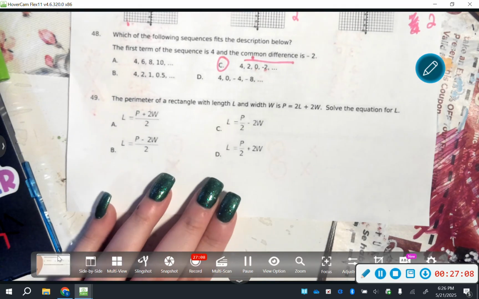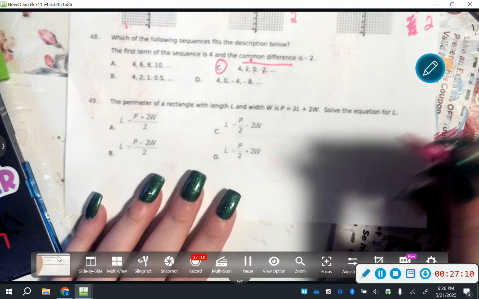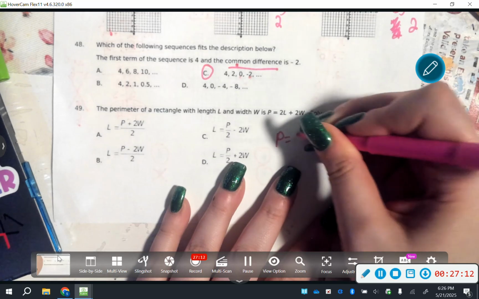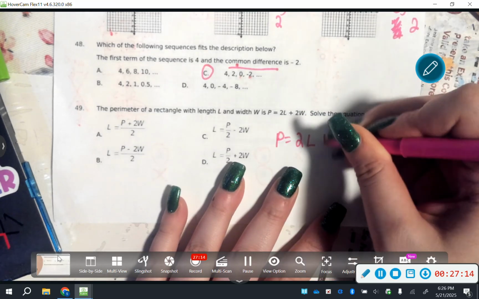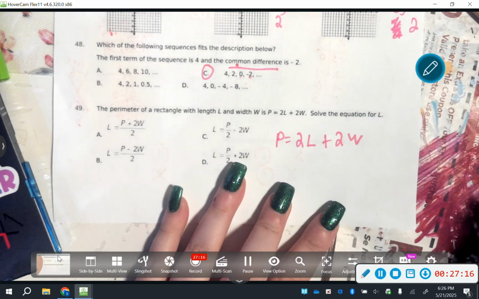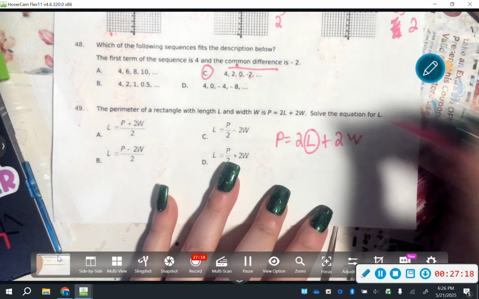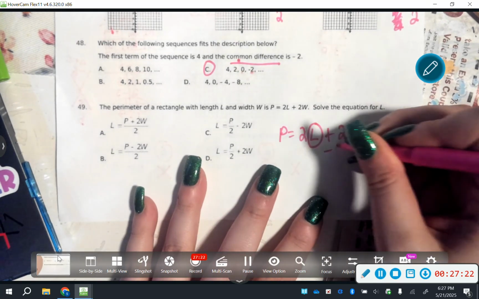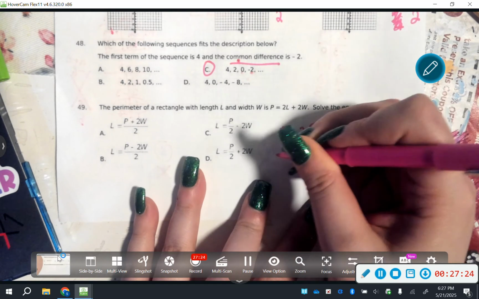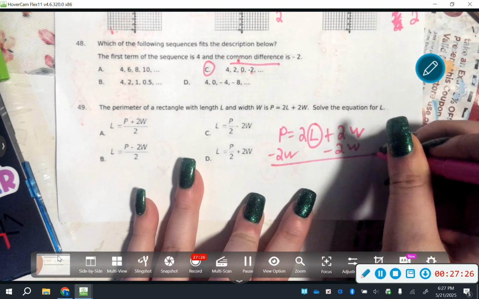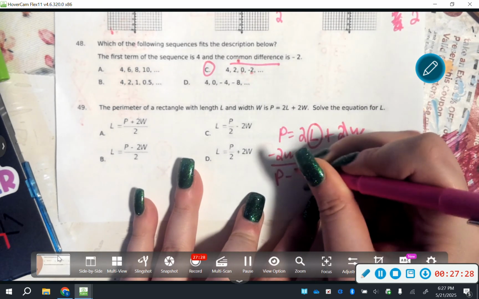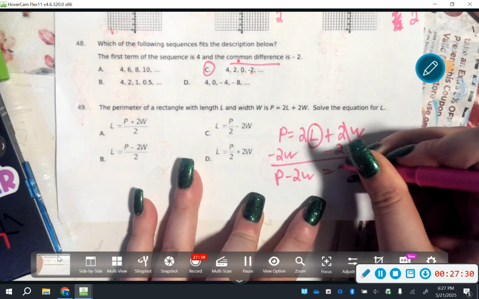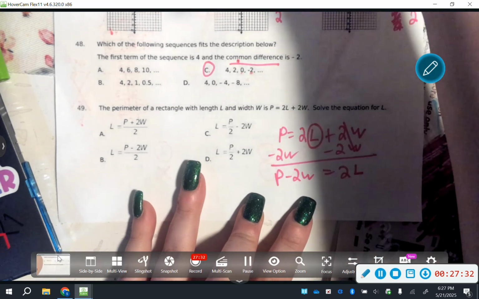Okay. For our last one, here's our formula. P equals 2L plus 2W. It says we are solving for L. We're going to solve it by doing the opposite operation. So if I want to get rid of plus 2W, you do minus 2W. So P minus 2W equals 2L.